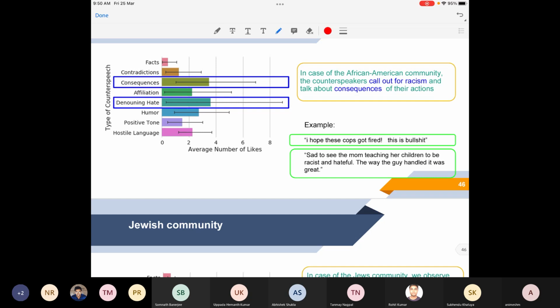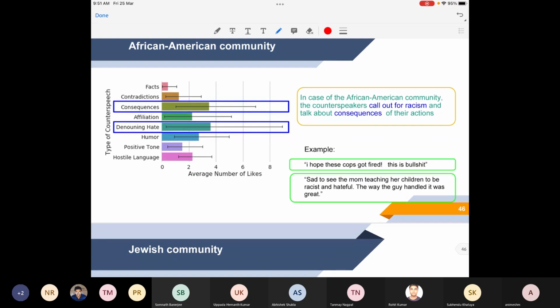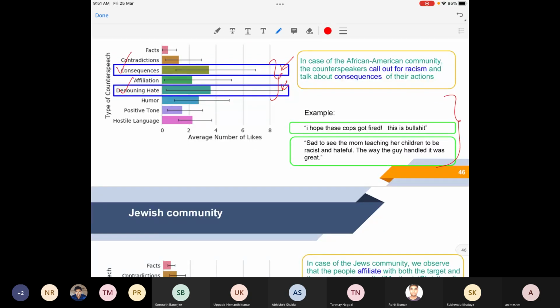For instance, this is the Black community. As I said, legal consequences and denouncing hate are the two types of counter speech which garner a lot of likes. The average number of likes is largest for these two types of counter speech, so it seems these two types work pretty well with the African American community. And these are some examples of such counter speech.